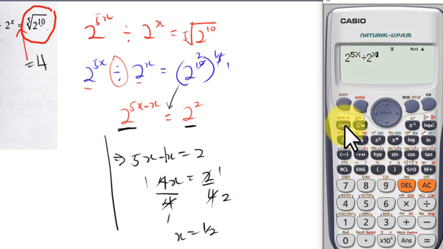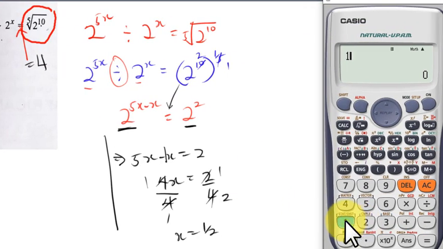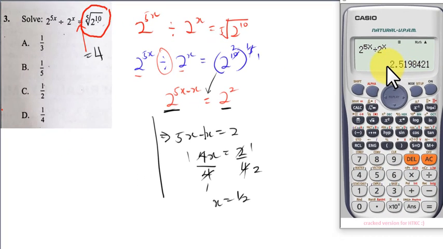So I'm going to press CALC, C-A-L-C, it means calculate. So I'll say calculate, and the calculator will ask me what is the value of x here. Then I'll try option A. The value is 1 over 3, and I'll press the equal sign, and the calculator will say, okay, if I put 1 over 3 into it, I get 2.5198421. That is not correct. Of course I should get 4 because the left and the right side must be equal, because this is an equation. So that means option A is wrong.